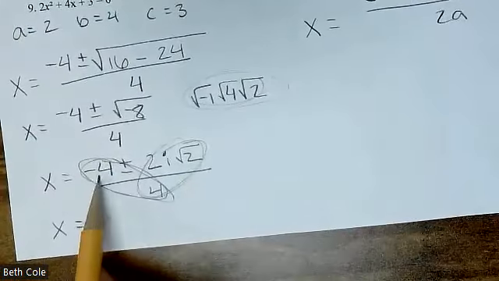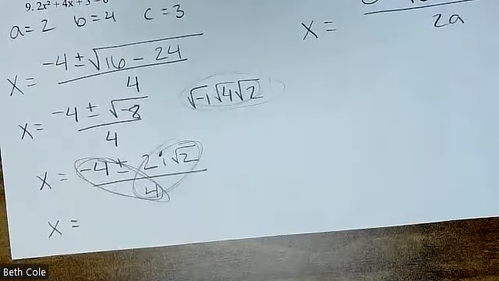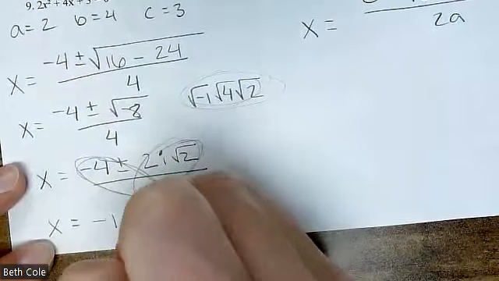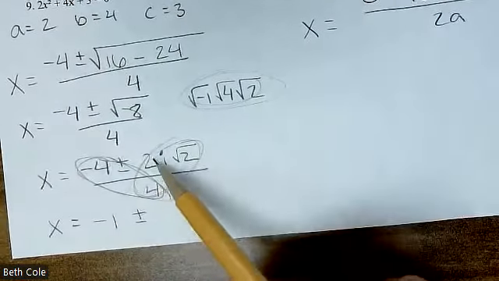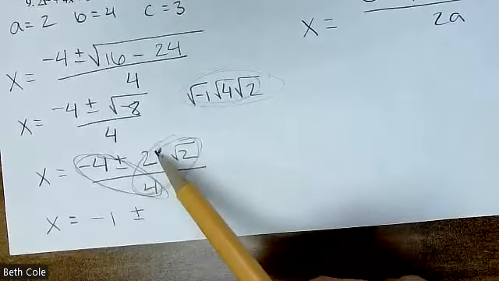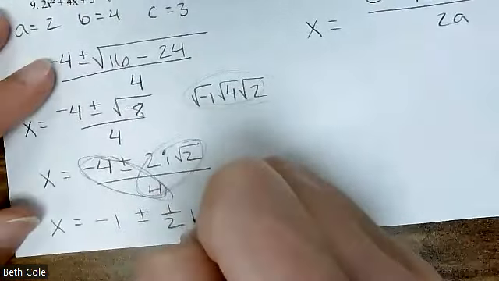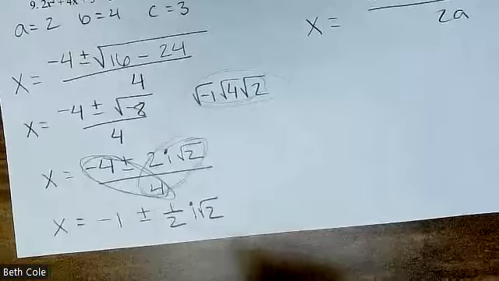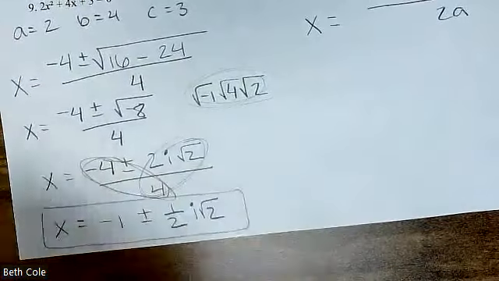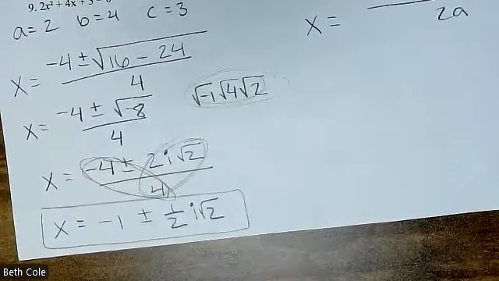So hey guys, what is -4 divided by 4? -1 plus and minus. Now the only part you really do here is the 2 over 4. 2/4 is a half, and then i square root of 2, which is a great answer. Don't discriminate. It's a lovely answer because it's the right answer.